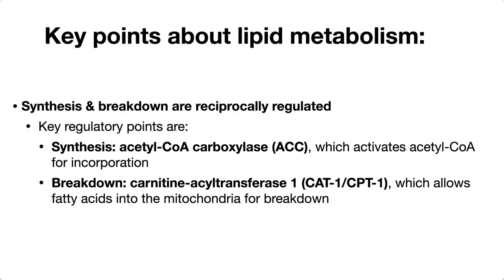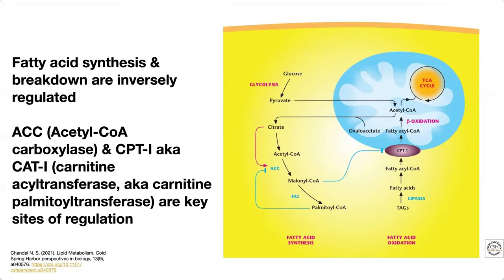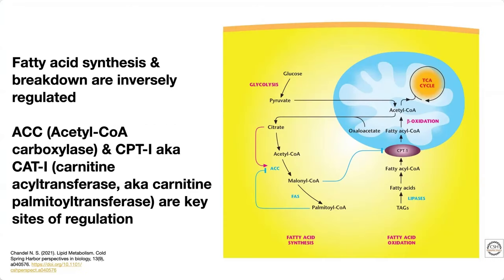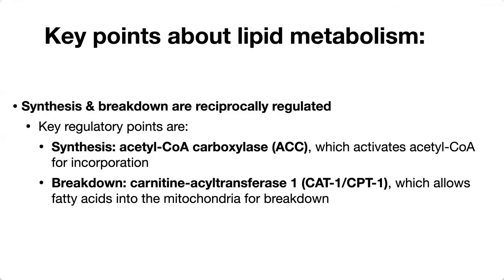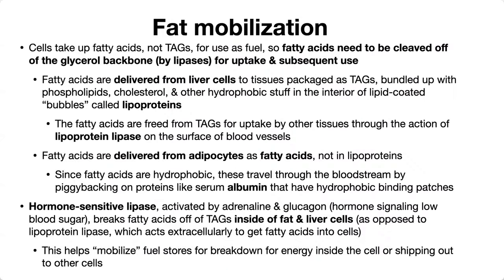Key regulatory points for the synthesis: acetyl-CoA carboxylase, or ACC, which activates acetyl-CoA for incorporation. Remember, that was how we made our malonyl-CoA. And then that malonyl-CoA was going to inhibit the breakdown. Our key regulatory point for breakdown was carnitine acyltransferase 1, or CAT1, or CPT1, which allows our fatty acids into the mitochondria for breakdown. Remember, that was where we swapped that carnitine on in place of that CoA, and that was going to allow our fatty acids to enter the mitochondria where they can be broken down through beta oxidation. So there you have it, a whirlwind tour of our lipid metabolism.